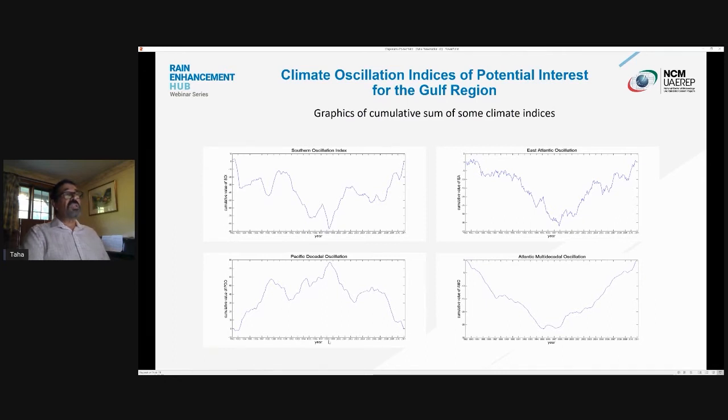And if I show you here a number of climate oscillation indices, these indices that I talked about at the beginning of the presentation, like the Southern Oscillation Index, we see that they all go through a change of phase around 1999. Okay? So here what I'm presenting is the cumulative sum of the index. And what we see is that around 1999, these indices go through a change in their phase. They go from a positive to a negative phase, or from a negative to a positive phase. And that has a direct impact on precipitation.